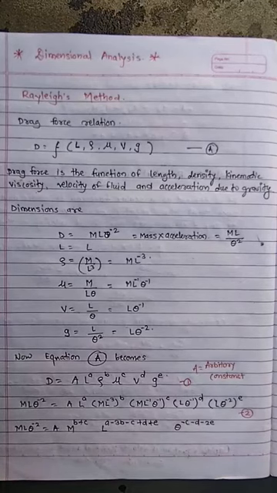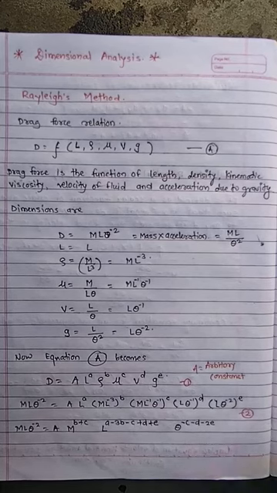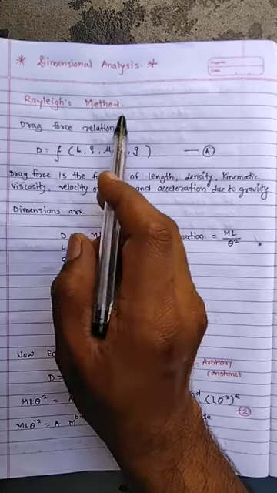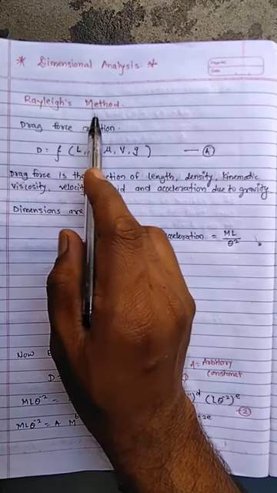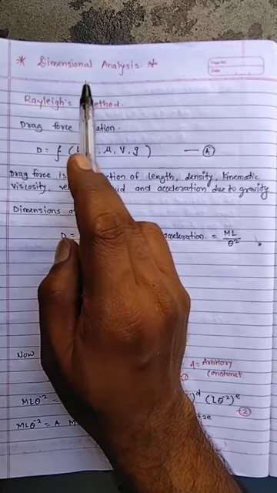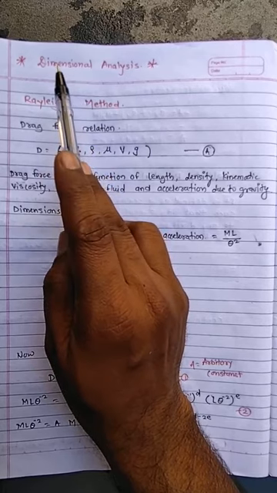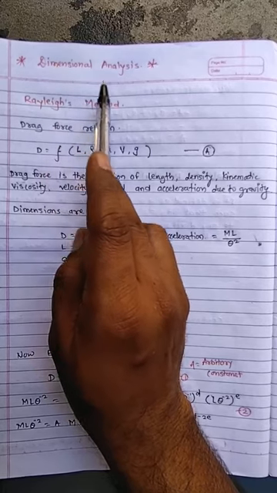Hello everyone. In our fluid mechanics lecture series, today we are going to study dimensional analysis. There are two methods of dimensional analysis. Out of that, the first one is the Rayleigh method. By using the Rayleigh method, we will find out how to analyze the dimensional analysis.